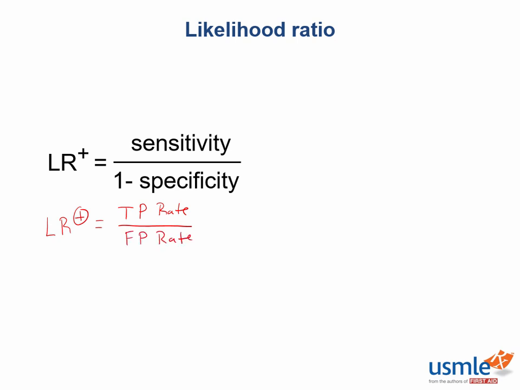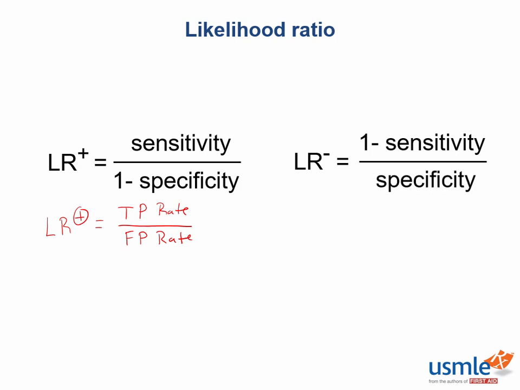Now, the likelihood ratio for a negative test result is the number of people with disease who receive a negative test result, or 1 minus the sensitivity, divided by the number of people who don't have the disease and got a negative test result, or the specificity. This again is also equal to the false negative rate divided by the true negative rate.